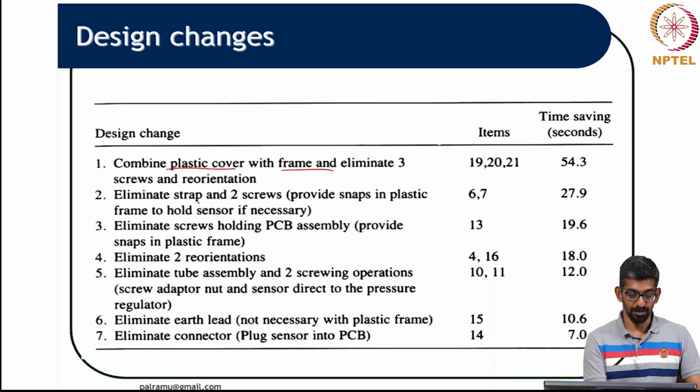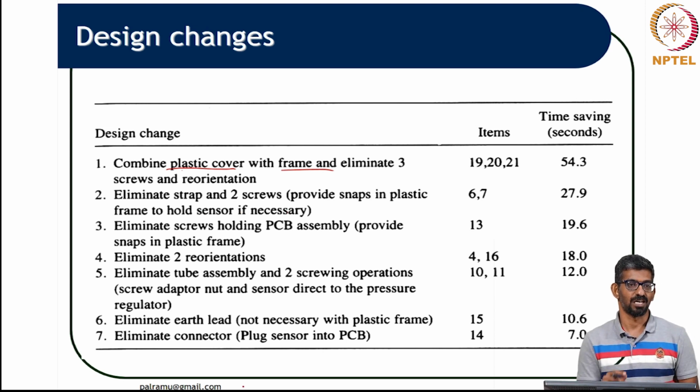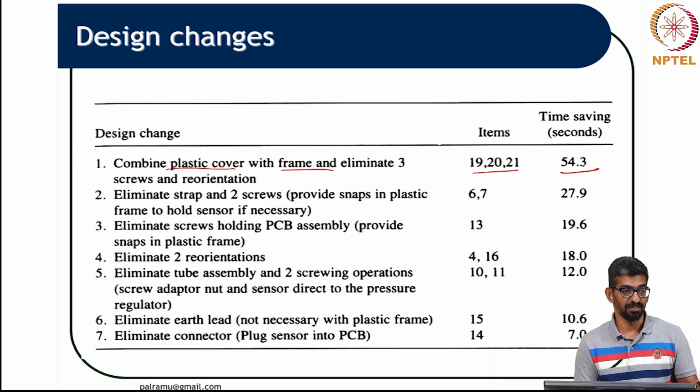So, like that, eliminate the strap and 2 screws. Instead, you provide snaps in plastic frame to hold the sensor if necessary. You do not need a separate strap and then tighten the screws and all that. Okay. Eliminate the screws holding the PCB assembly. So, like that they look at all that. So, they are also seeing what are the items that are getting affected and what is the time in savings if you end up doing that. Okay. This is just by removing the 3 screws, they have saved about 54.3 seconds.